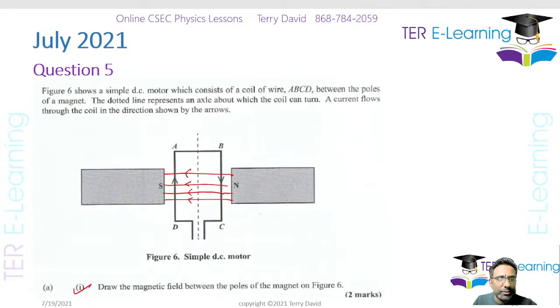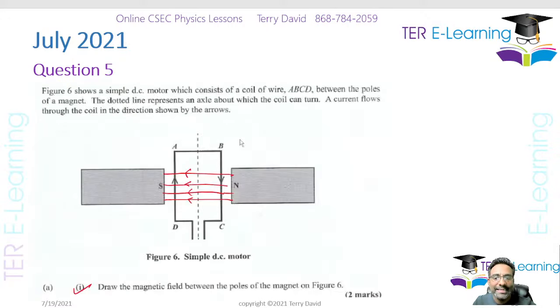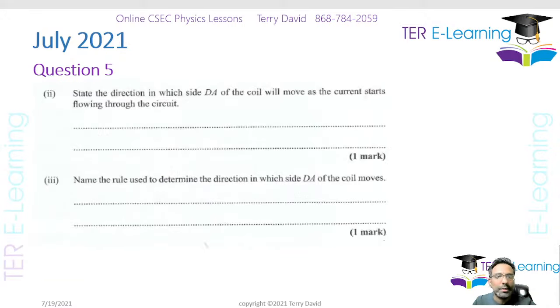Now let's see what else they want here now. So that's 2 marks for that. Then they want us to state the direction in which the side dA of the coil moves as the current starts to flow. So we're looking at dA. Alright, I feel I need to put this diagram across here.